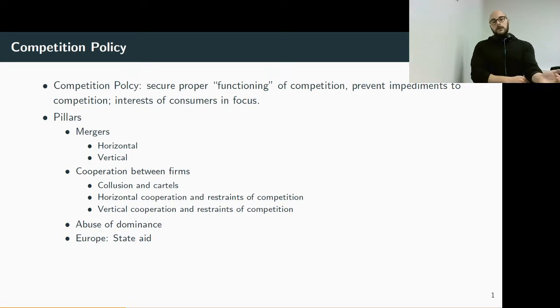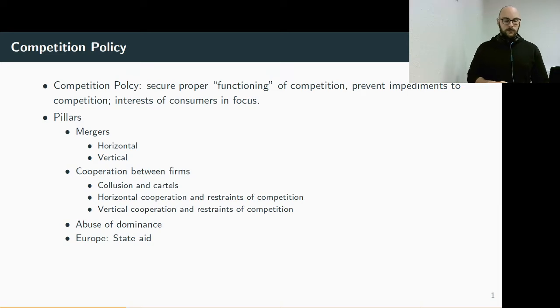And when we talk about competition policy, we have basically three major areas. These areas are mergers, cooperations between firms, and abuse of dominance, right? In Europe, we also talk about state aid, which is something that is relevant, of course, but it's not a fundamental thing that we're going to address in this lecture. So basically, note that it is there, but it's not something we will talk about too much. Okay, so let's go through these three major areas.